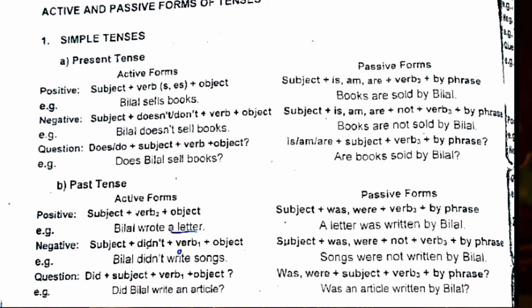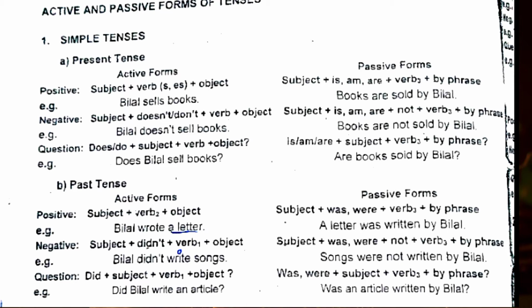The negative structure of the past tense is subject plus did not plus verb first form plus object. Bilal didn't write songs. Passive voice: subject plus was/were plus not plus verb third form plus by phrase. Songs were not written by Bilal.